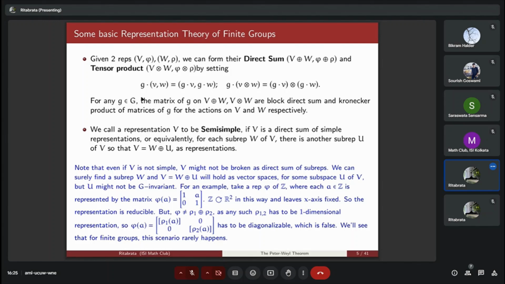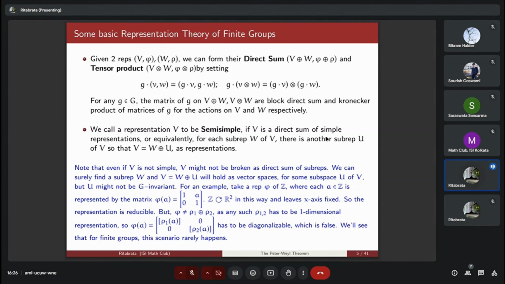And we can see that for any group element, if we have a representation of G on V and W, so basically representing each group element as matrices on V and matrices on W, then the matrix of that group element on V direct sum W becomes just the block direct sum. And similarly, for the tensor product, it becomes the Kronecker product of matrices. These things are easy to check by hand.